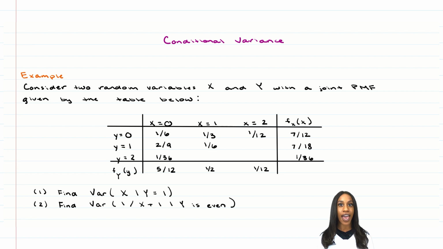Alright, now let's take a look at this example. Our example says consider two random variables, x and y, with a joint PMF given by the table below, and we're being asked to find the variance of x given y equals 1, and to find the variance of 1 over x plus 1 given y is even. Now before we start to solve for conditional variance, let's review a few formulas.